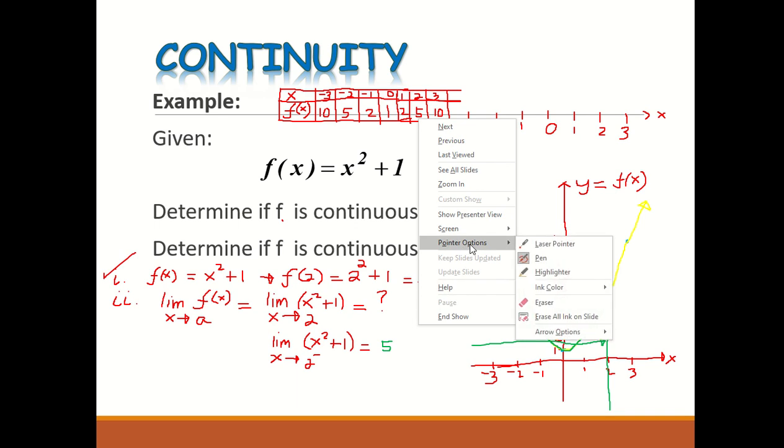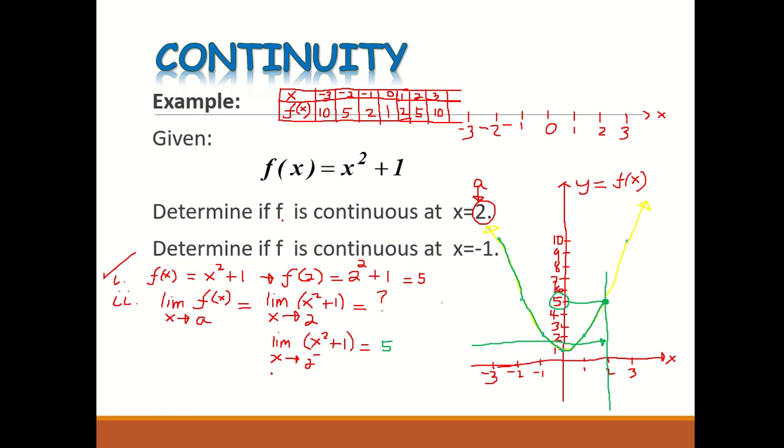And now we have to do the other one. The other one is that we need to determine the limit of x squared plus 1 as x approaches 2, but this time from the right. Okay, so we have a positive sign here. So it means from the right.